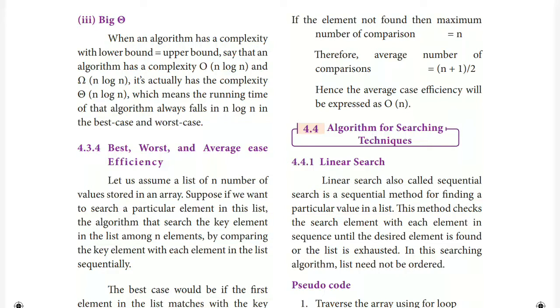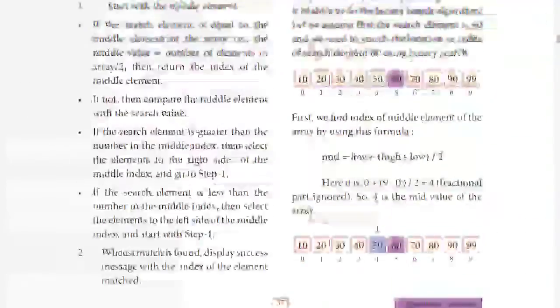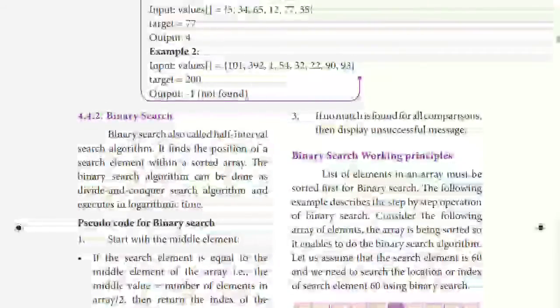There are some algorithms which were created or implemented long back, and they are found to be more effective than others. In this topic we are going to see two types of search algorithms. One is linear search and another one is binary search.